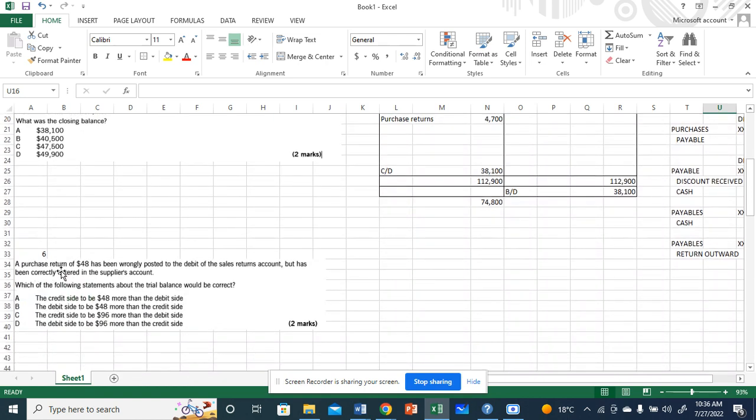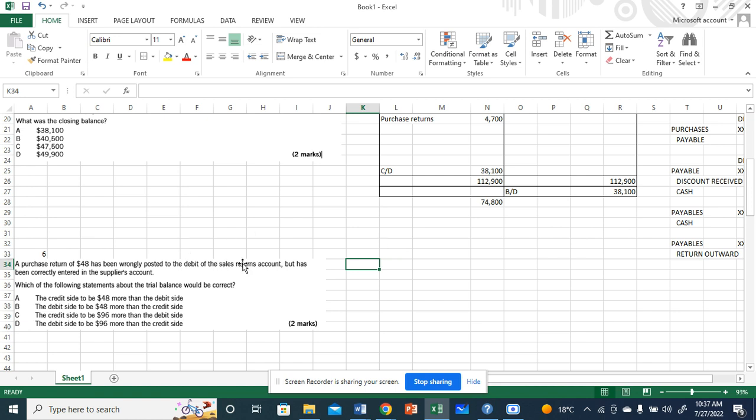A purchase return of $48 has been wrongly posted to the debit of the sales return account, but has been correctly entered in the supplier's account. Which of the following statements about the trial balance would be correct? All right. So what has happened here is, instead of debiting return outwards, which is purchase returns, a contra expense account, we debit the sales returns account, which is a contra revenue account, and it increases with debit. Remember, a revenue account increases with credit, but the contra revenue account increases with debit.